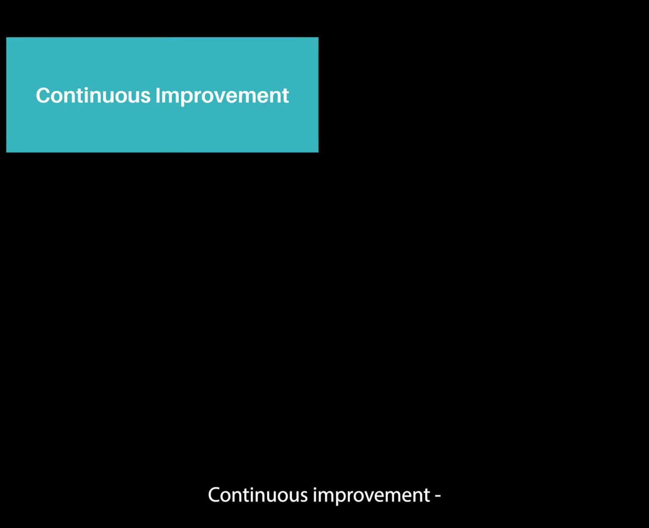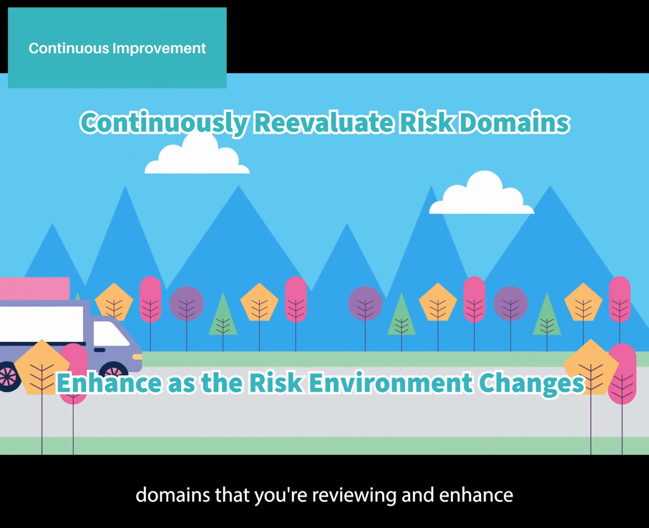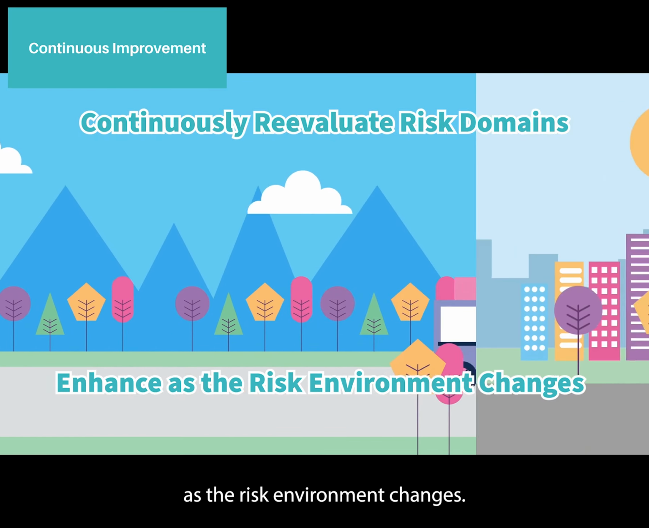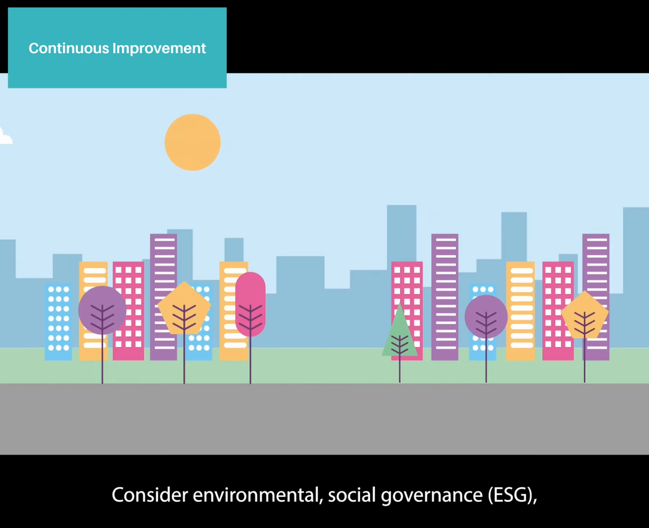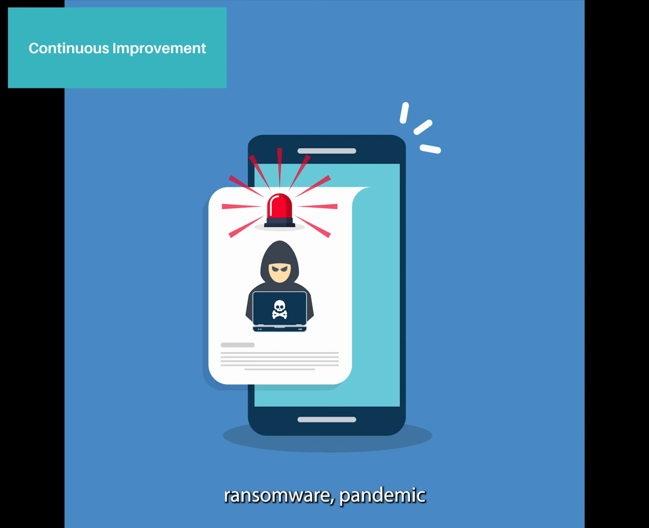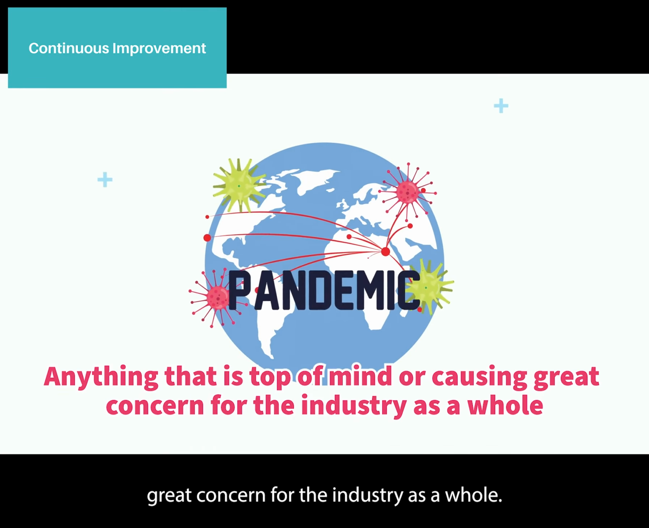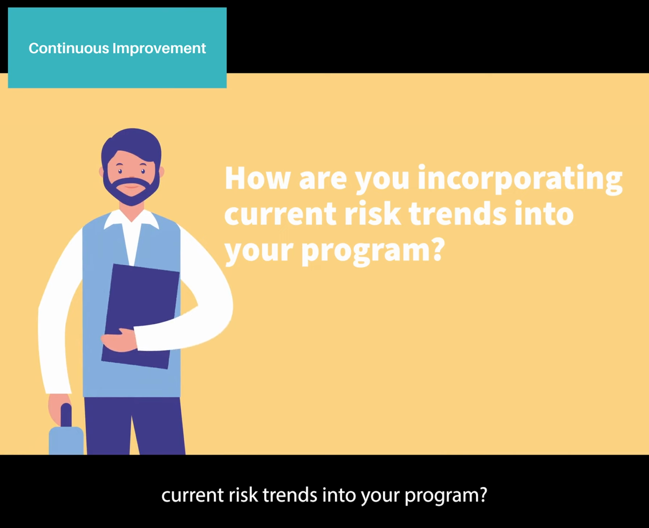Continuous improvement. In the continuous improvement process, continuously reevaluate your risk domains that you're reviewing and enhance as the risk environment changes. Consider environmental social governance, ESG, ransomware, pandemic, or anything that is top of mind or causing great concern for the industry as a whole. How are you incorporating current risk trends into your program?